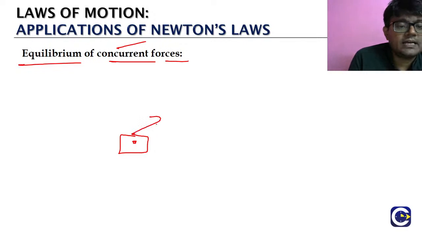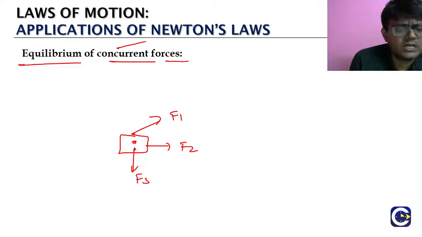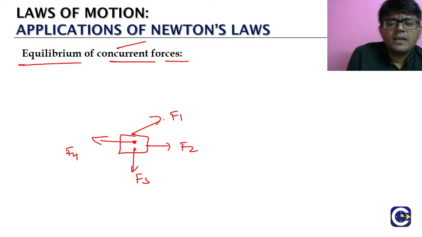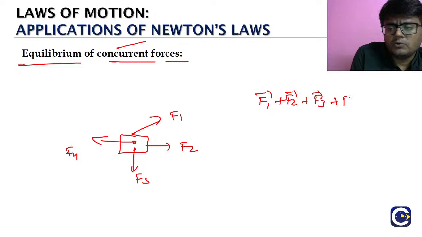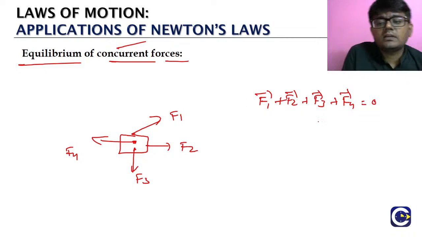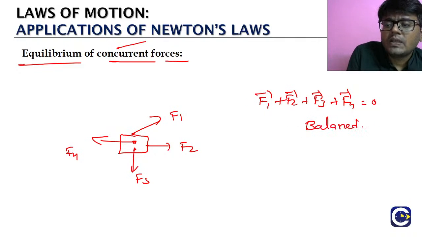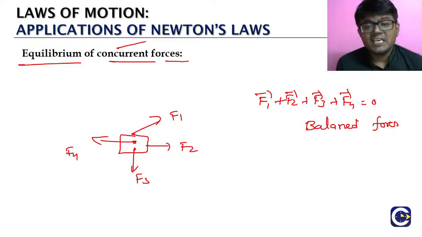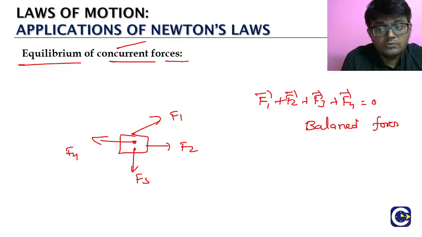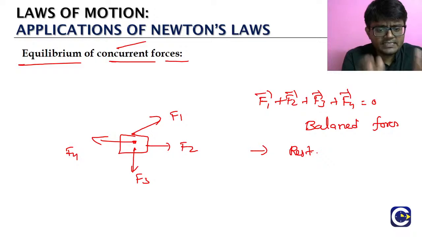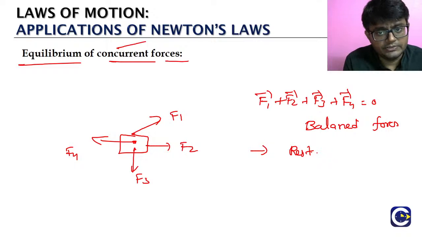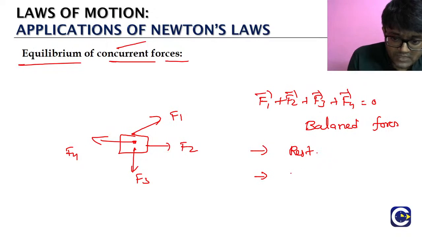Let us say there are F1, F2, there can be many forces, we can have whatever number of forces, F4. When they are all adding up to 0, we will say it is the condition of balanced forces. How do we know that they are all adding up to 0? If the object is at rest, say the object is at rest, it means the total force acting on the object will be 0.